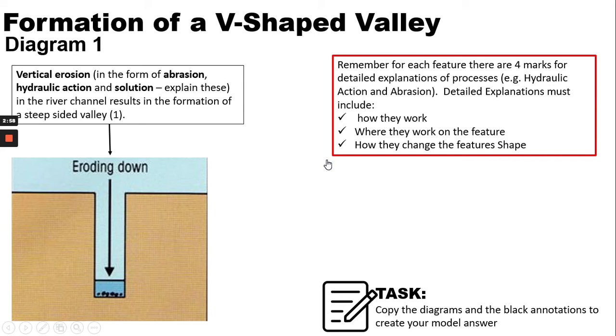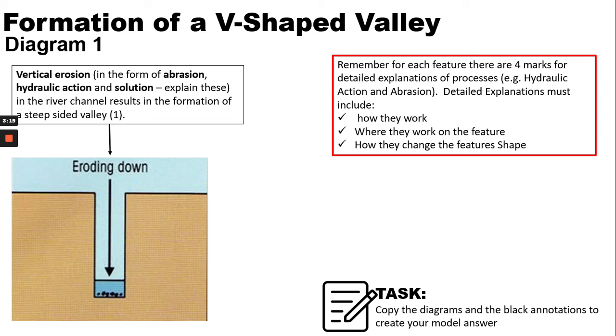So the key thing for this feature that will pick you up a mark is saying that the main process taking place here is a vertical style of erosion. You've not named the type of erosion, which could be hydraulic action or abrasion being the main 2, but you're saying it's mostly working in a downward action vertically, so it's pushing down.